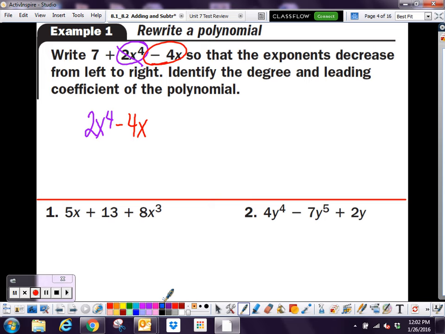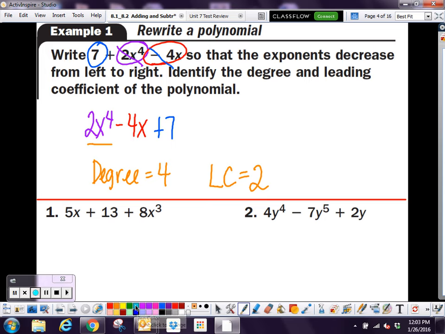And then my last term that doesn't have an exponent would be plus 7. So all you're doing is just rewriting that from biggest exponent going down to the lowest. Okay, now if I want to identify the degree, I'm going to look at this first term. The sum of the exponents of the first term, my degree here would be 4. And my leading coefficient, so I'm just going to write LC, my leading coefficient, that's the coefficient at the very front, would be 2.